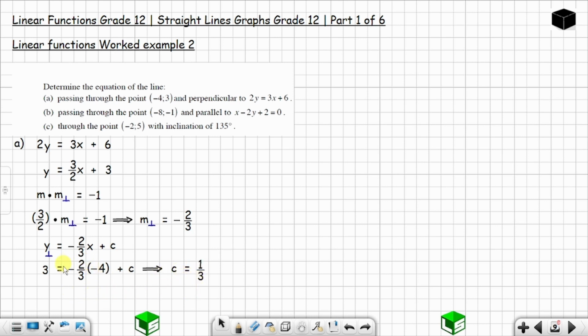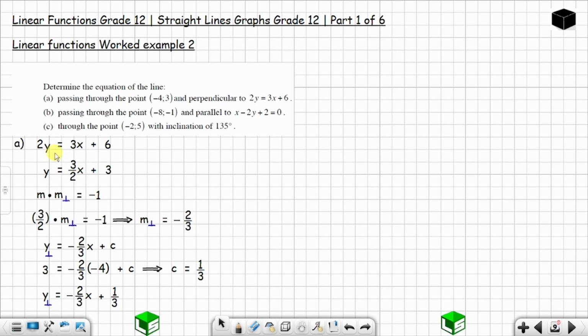You can do that when you take this 8 over 3 to the left. Now it becomes -8 over 3, and you have plus 3. c is going to be equal to 1 over 3. And finally, the equation of this line, which is perpendicular to this line, is y equals -2 over 3 x plus c, and your c is 1 over 3. So this is the equation of the line which is perpendicular to this line passing through this point. Okay, we calculated for question A.